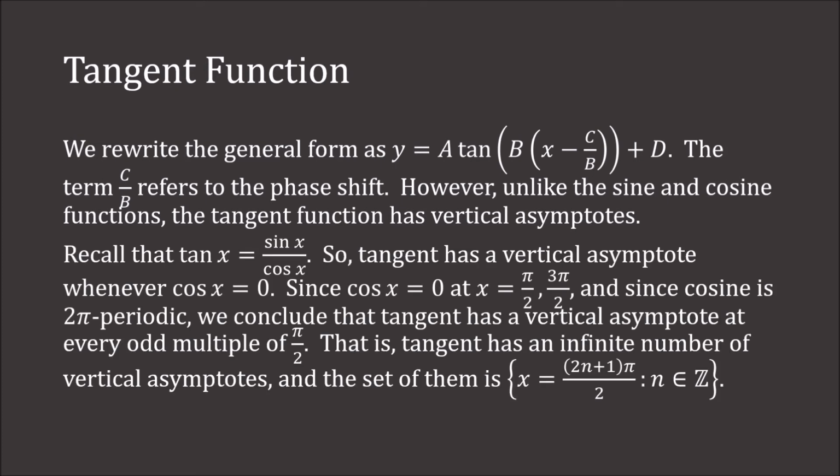Now recall that tangent is sine over cosine, so tangent has a vertical asymptote whenever cosine of x is equal to 0. Since cosine of x is equal to 0 at pi over 2, 3 pi over 2 from 0 to 2 pi, and since cosine is 2 pi periodic, we conclude that tangent has a vertical asymptote at every odd multiple of pi over 2. That is, tangent has an infinite number of vertical asymptotes, and the set of all of them is the set of x equals (2n plus 1) pi all over 2, such that n is an integer.